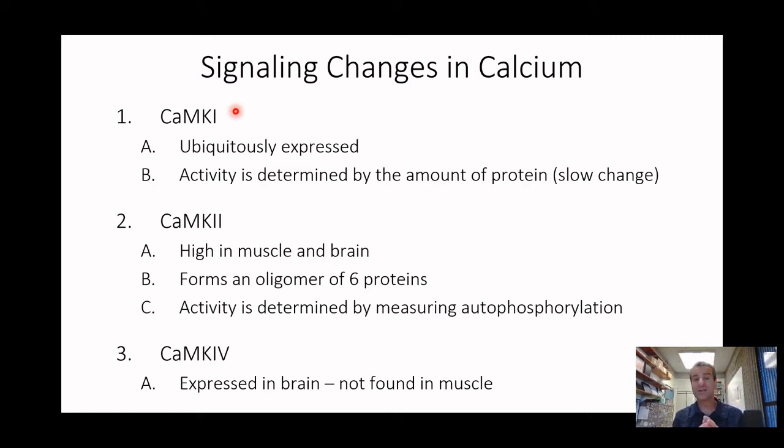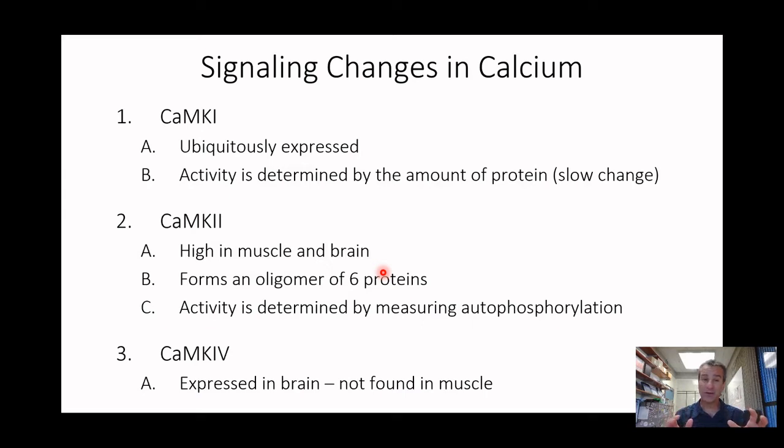There's CAM kinase 2, which is really high in muscle and brain. These are two areas where calcium is a really important signaling molecule. In the brain, calcium helps us learn and remember, because calcium helps us undergo the process of long-term potentiation, where we turn experiences into memories. And so CAM kinase 2 is high in these two tissues that are really sensitive to changes in calcium. So that's one thing that's important about it.